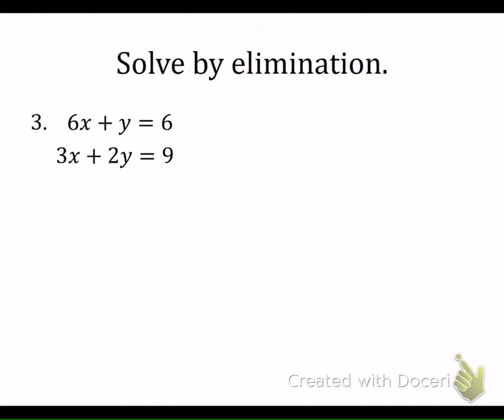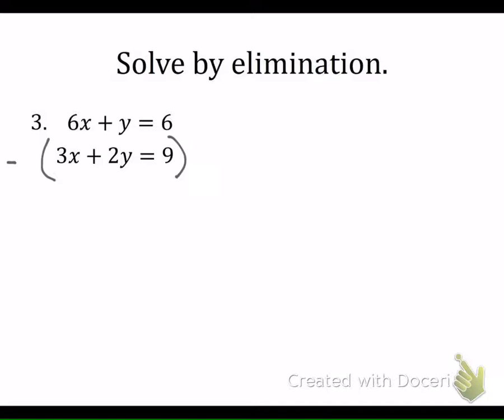All right, here's number 3. Again, we're looking for opposites. There are no opposites. Do you see one we could very quickly turn into an opposite? So the 6x and the 3x. We could do the y's too, but since that's the first one I heard, I'm going to go with it. So, how would I make these opposites? I can multiply the bottom equation by 2. Would that make them opposites?